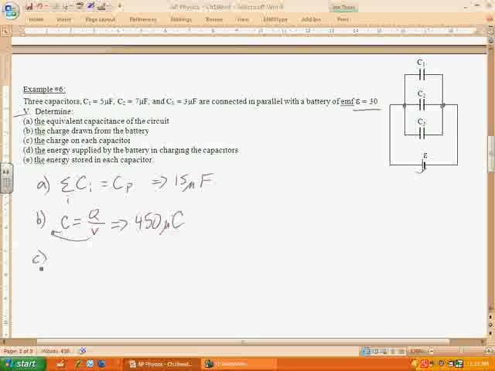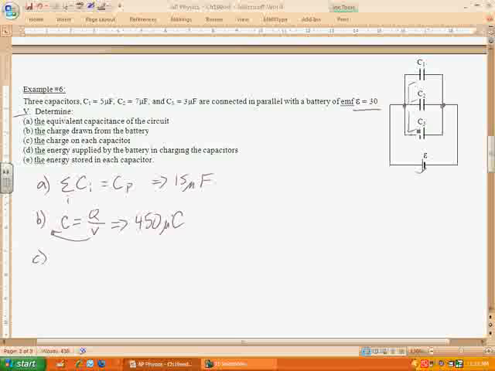That's what we said in the beginning, is that if this has a potential of 30, then as I go around right here, that has to be a potential difference of 30 as well. And so each capacitor will have a potential difference of 30, take its capacitance, and then we should be able to solve for the charge. So let's go ahead and do that.